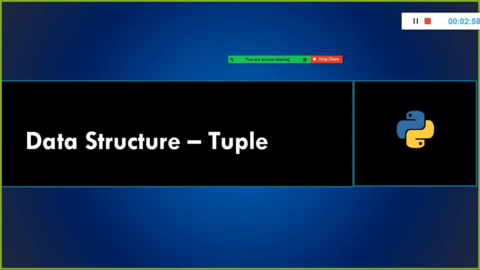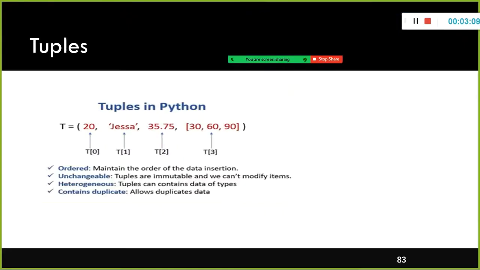Tuple or tuple, some people say tuple or tuple. The tuple is used to store a sequence of immutable Python objects. The tuple is similar to list, but in the list the item values can be changed, whereas the tuple is immutable, you can't change the values. Tuple is also called ordered. You can store a collection of ordered data elements in a tuple, and it is immutable, which means unchangeable.